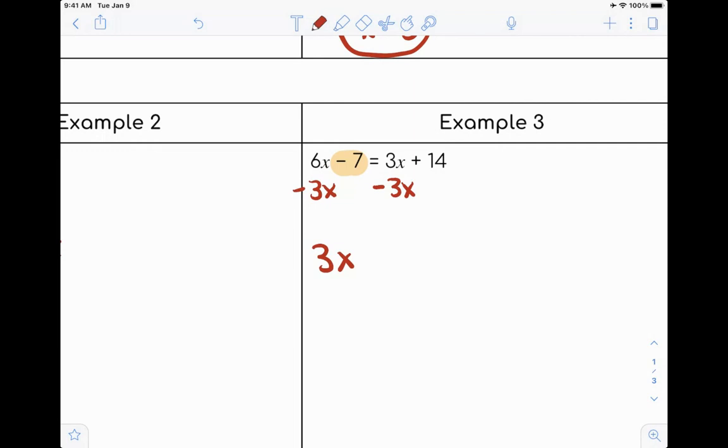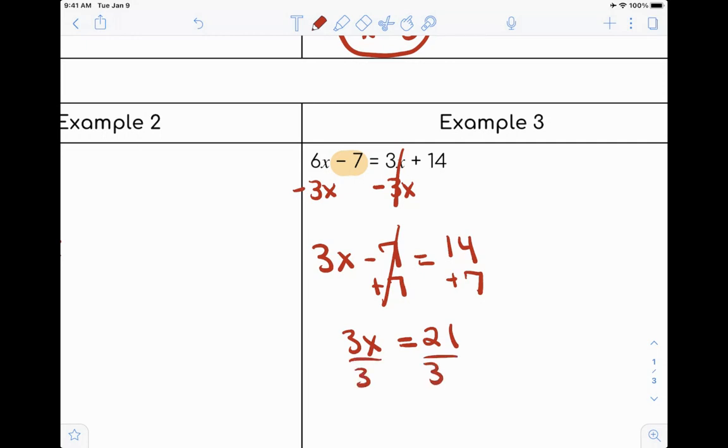So it'll be -7 equals 14. From here, I have a nice two-step equation. I'm going to add 7 to both sides and then divide both sides by 3. So on the left side, all I have left is 3x. And I know that 14 plus 7 is 21. And now I'll divide both sides by 3. And I get x equals 7. And that would be the solution.